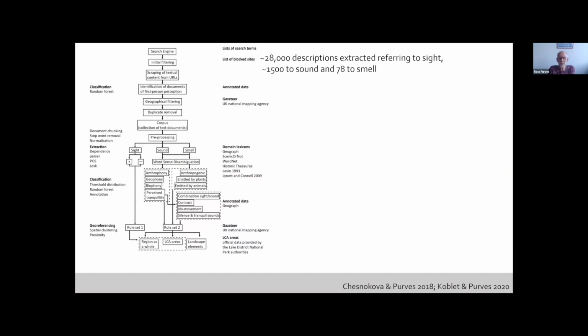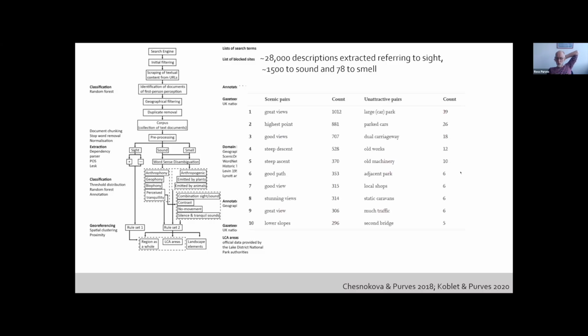What we end up with is about 28,000 descriptions that we could extract that refer to things that people saw, about 1,500 that refer to things that people heard, and about 80 that refer to smell. If we look at what people see, then you can see, for instance, they often talk about things like views and going up or down or paths and so on. And the scenic ones are much more prominent than the unattractive ones. So what this means is that in these sorts of data and in this sort of place, we have a so-called positivity bias. So people don't talk so much about what they don't like.